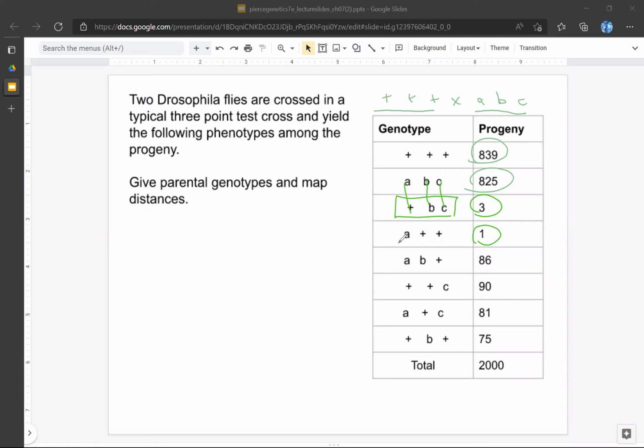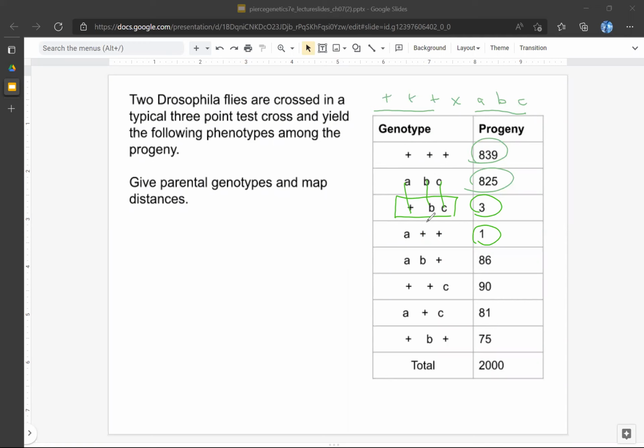And just to make sure we're doing a good job, this one is similar to this one, and this one is similar to this one. So the B locus is also B plus in both the parental and double crossover. The C locus in the double crossover is the same as in the parental, and it's once again the A that's different. For me, it's easier to visualize these pluses than writing out all this stuff.